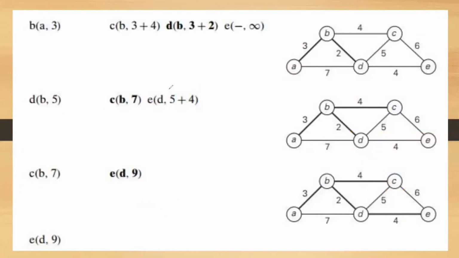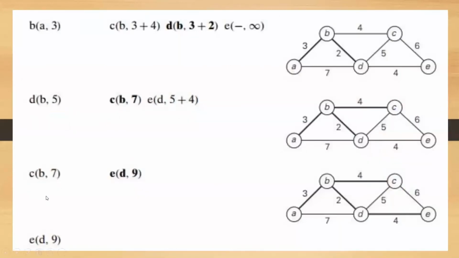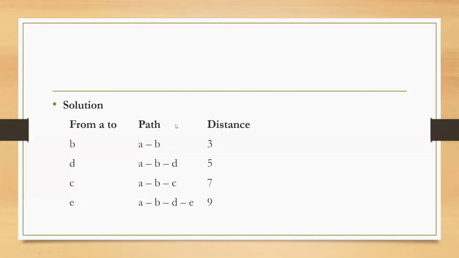The output tells that B is reachable at a cost of 3 from A, D is reachable at a cost of 5 from B, C is reachable at a cost of 7 from B, and E is reachable at a cost of 9 from D. So what we are supposed to do is write that in a table format as the final solution.